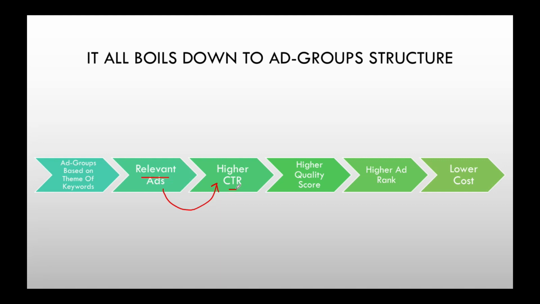And as we have just seen, when CTR goes up, the quality score will definitely go up, because 2 out of 3 factors are going up: relevant ads and CTR. These are the two factors of quality score. So when CTR and ad relevance go up, your quality score will also go up. And when your quality score goes up, you tend to get a higher ad rank. And when you get a higher ad rank, you will get a better position, or even the same position but at a lower cost.